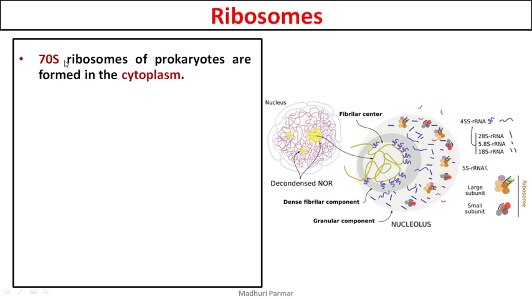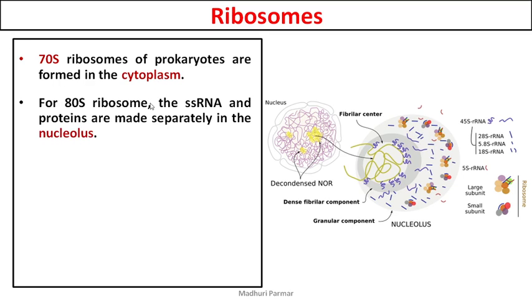70S ribosomes of prokaryotes are formed in the cytoplasm. Now let us see where they are formed, where their synthesis takes place. So in the case of prokaryotes, these 70S ribosomes are made in the cytoplasm.